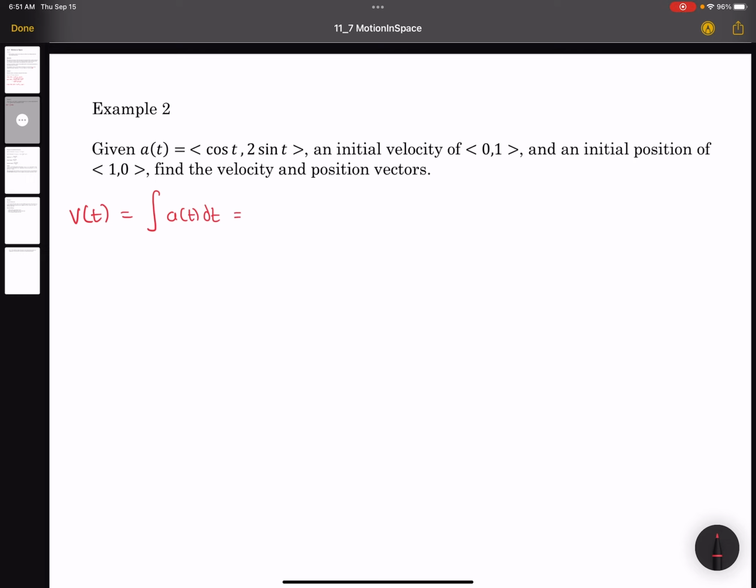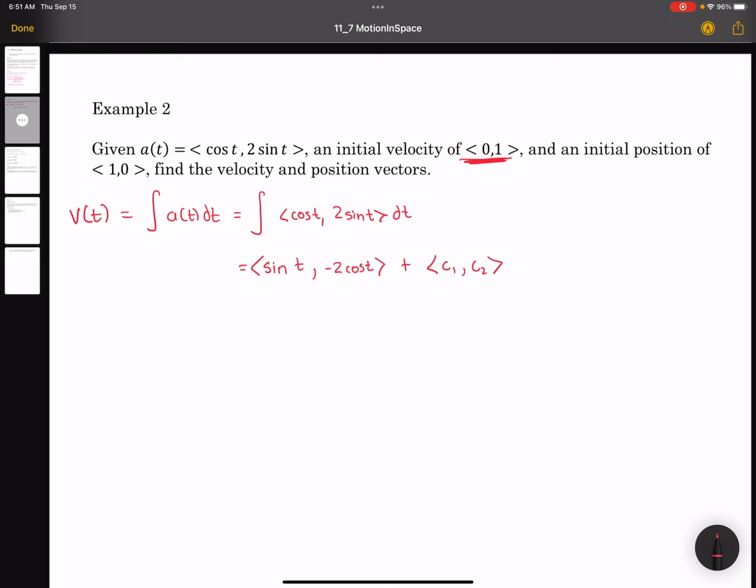So in this case, that's going to equal the antiderivative of cosine t and 2 sine t dt. But we also have this initial velocity condition that we'll apply. So the antiderivative of cosine is sine t. We'll keep this in vector form. So sine t, and the antiderivative of 2 sine t is negative 2 cosine t. And both of those are up to some constant C1 and C2.